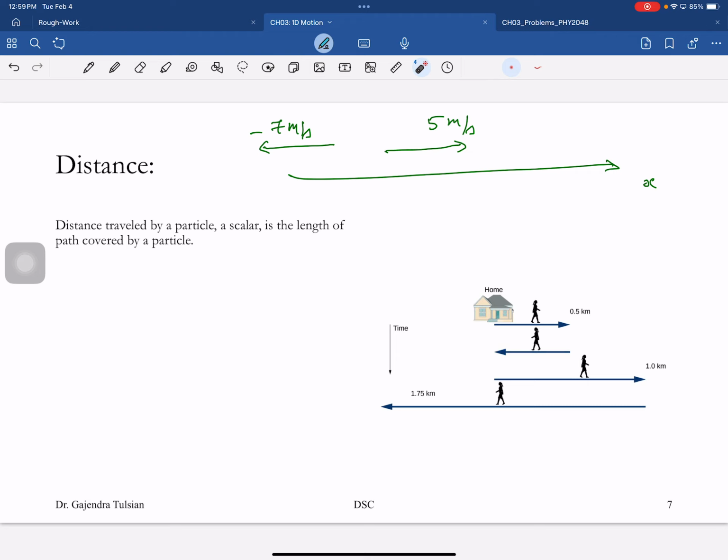Distance is a scalar. Okay. Distance is the distance traveled by a particle. So if you go for a walk like that, your displacement is 0, the 0 vector. The distance traveled is 1 kilometer. Okay, so let me draw this. So you go for a walk and come back. Your displacement vector is the 0 vector, but the distance traveled is not 0. Okay. Distance traveled is a scalar.